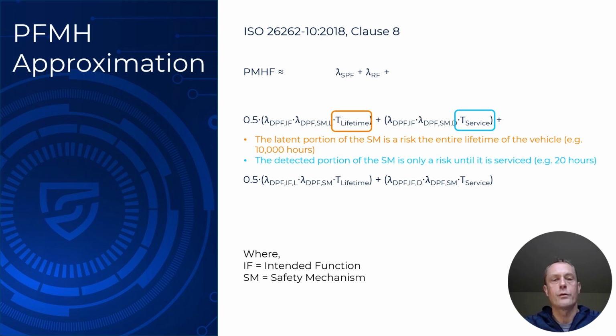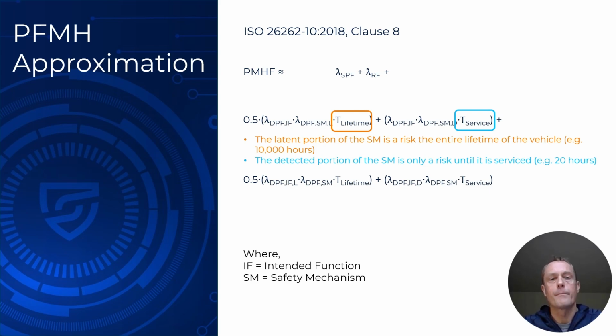So we have to break this out into the different sections of the risk with the latent aspects of the safety mechanism, the detected aspects of the safety mechanism, and likewise for the intended function. So this first expression, we see that the latent portion of the safety mechanism is only a risk to us during the entire life of the vehicle because it's latent. We don't know what's there. If we approximate this as 10,000 hours, for example.